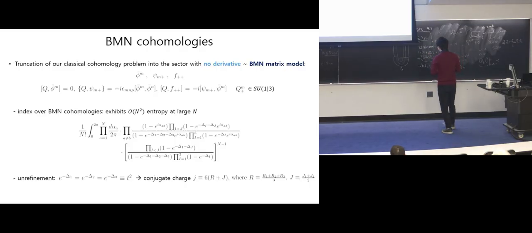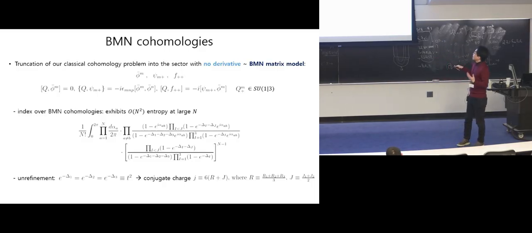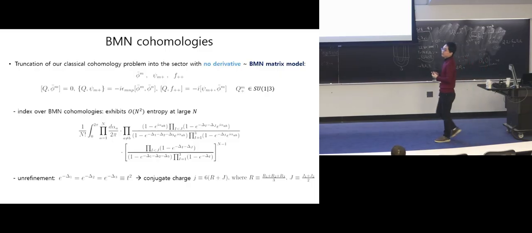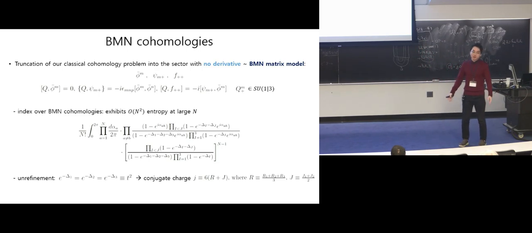And I would emphasize that this BMN subsector is already very non-trivial because you can show that the index over BMN cohomologies exhibits n-squared entropy at large n. So even inside this subsector, you have black hole entropy. So you have a great many fortuitous operators corresponding to at least some part of the Bekenstein-Hawking entropy of black holes.